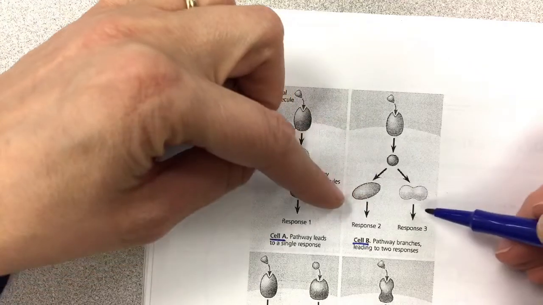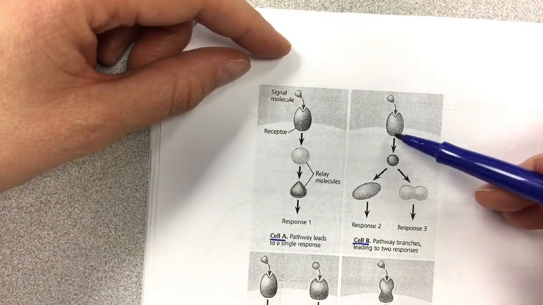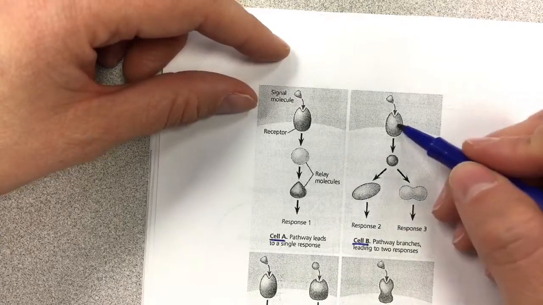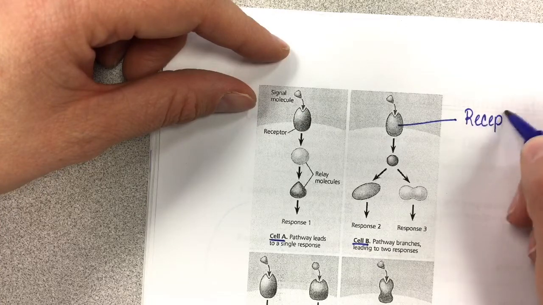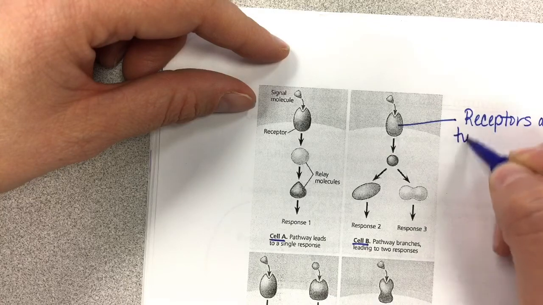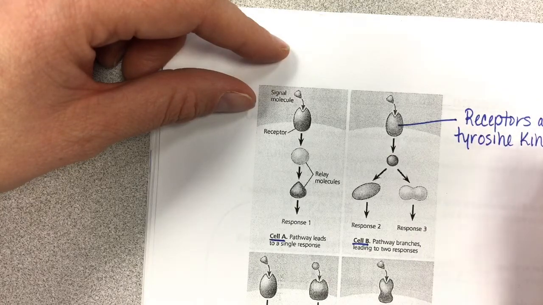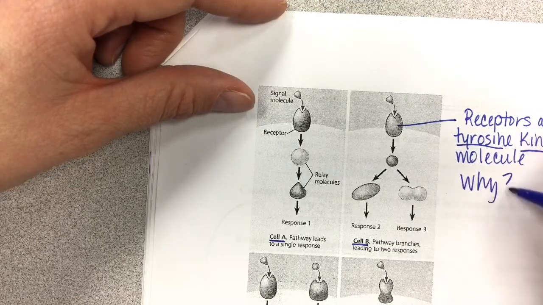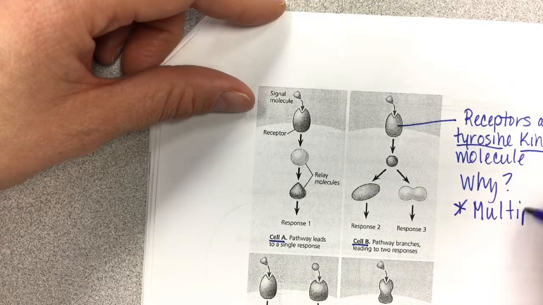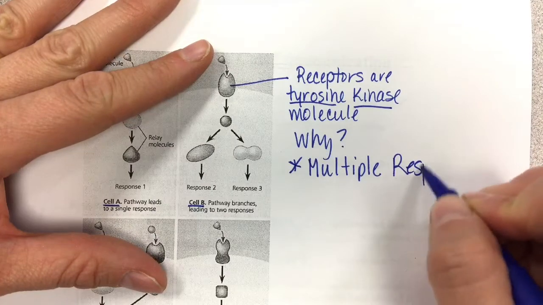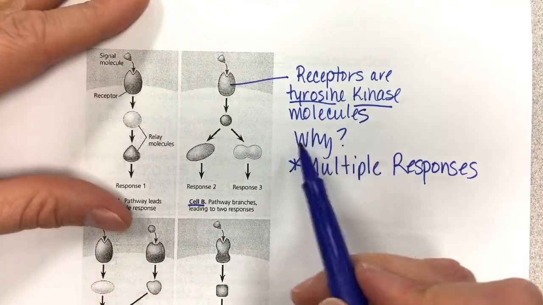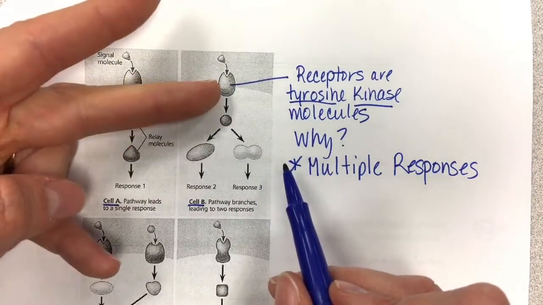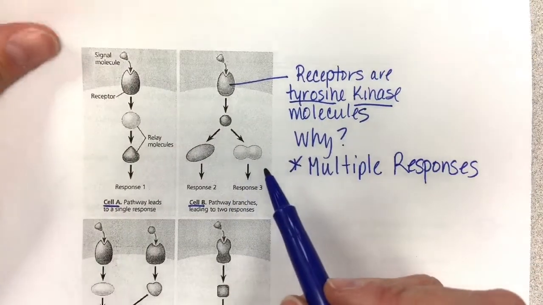Cell B, you can get different responses. The signal molecule binds, it activates a relay molecule, and then at the end activates different molecules, which then lead to different responses. This right here is often what happens. This could be a receptor, tyrosine kinase receptors. How do I know that? That was one of the receptions. Tyrosine kinase reception leads to multiple responses. If you look back at the different kinds of receptors, there were gated ion channels, there were G protein linked receptors, and there were tyrosine kinase molecules, and that leads to multiple.